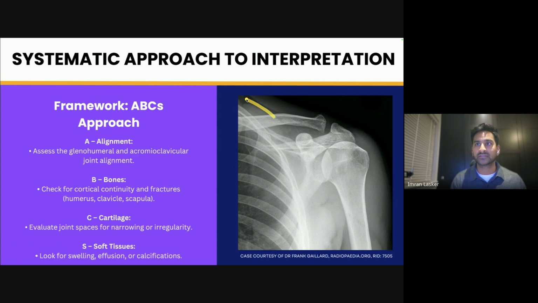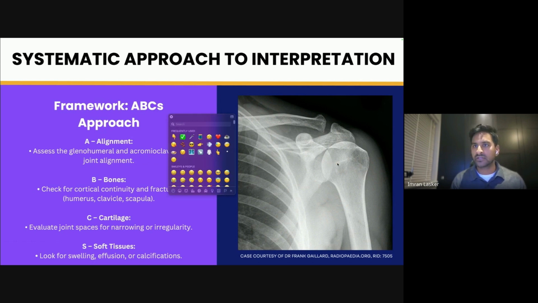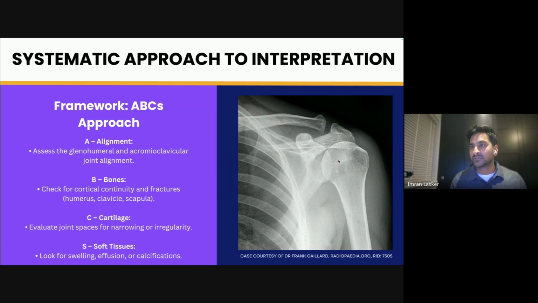And sometimes you get to see some of the fat planes that exist between the musculature as well. So when you're looking at alignment, checking the alignment is to look at the humeral head and the glenoid and make sure they're nicely aligned. Looking at the bones, you just got to make sure the bones look okay.